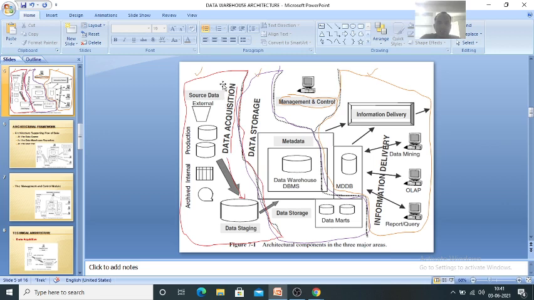See here now, this is the data acquisition part, then here is the data storage part, and this is information delivery. This management and control is controlling all the three, and it is independent. It is controlling the information delivery system, the data storage area, and it is controlling data acquisition also. Got it?